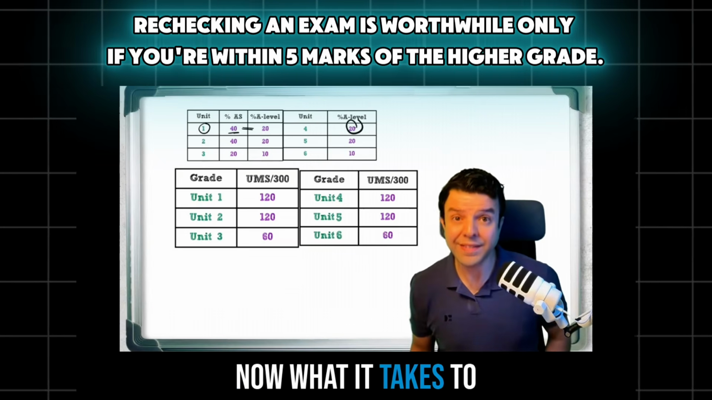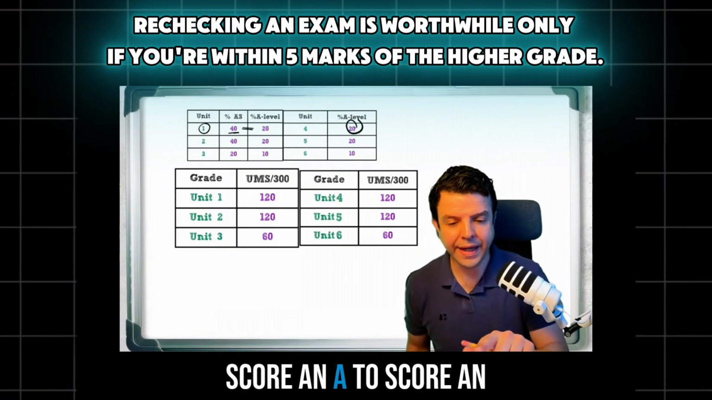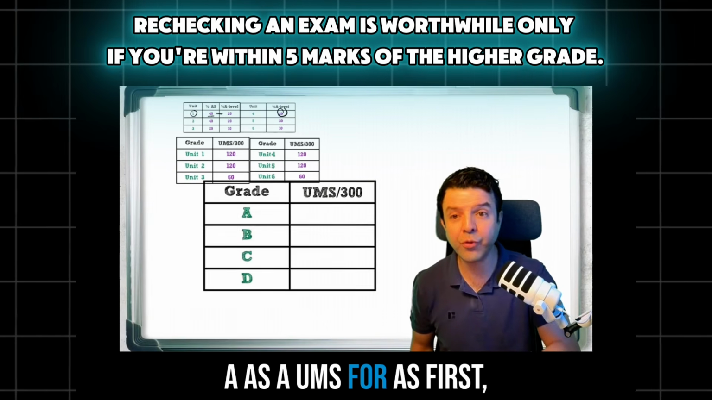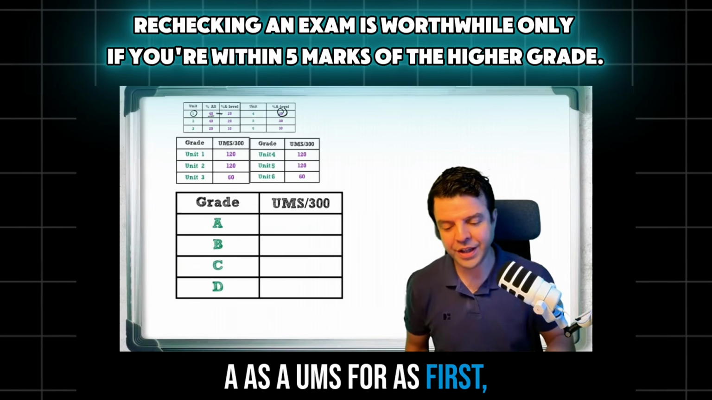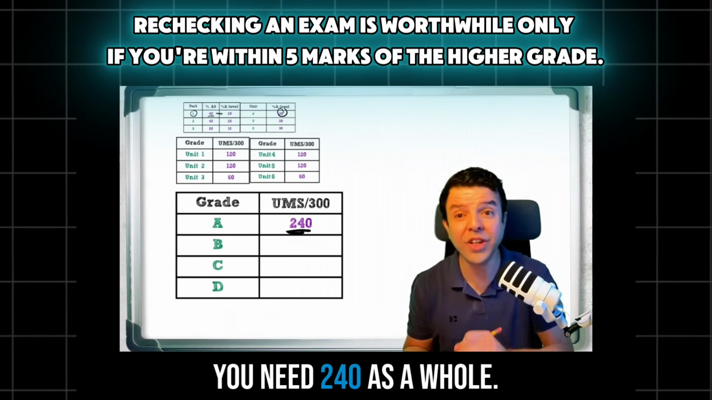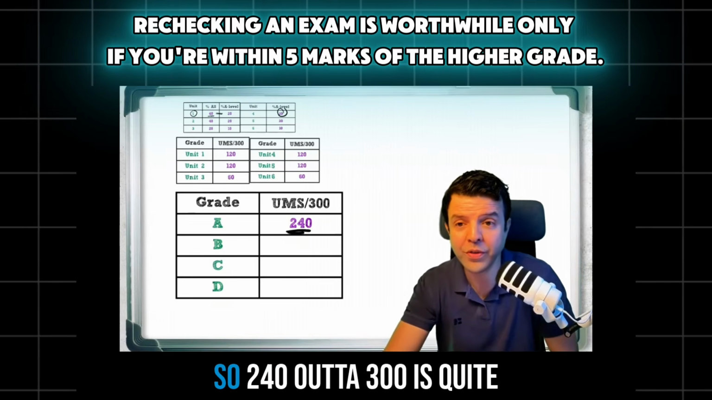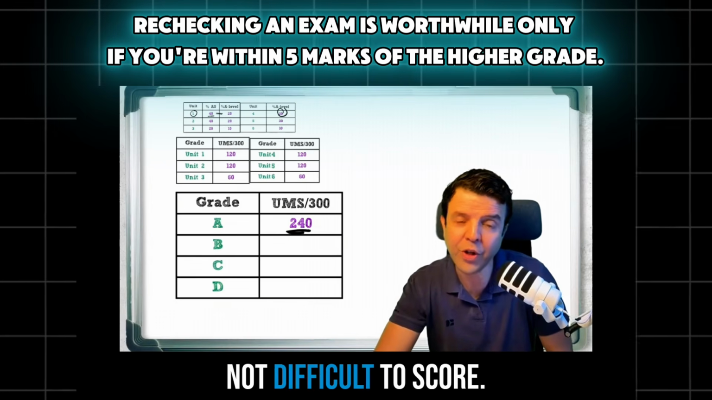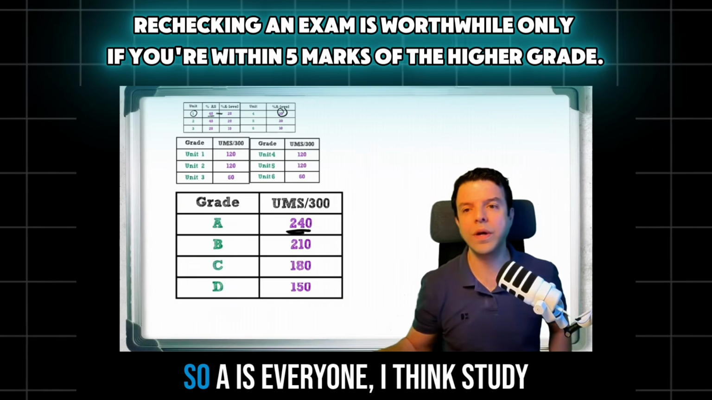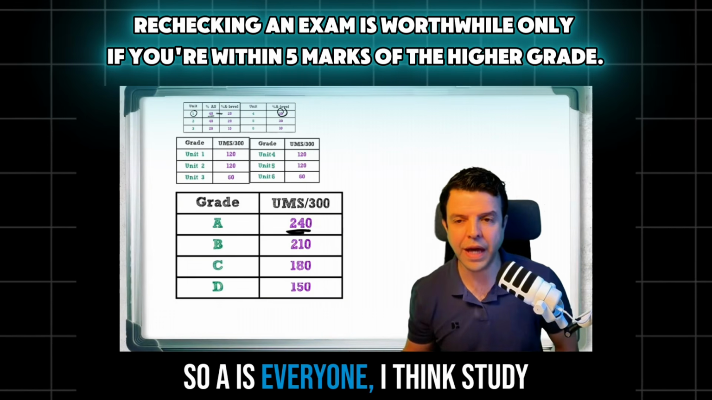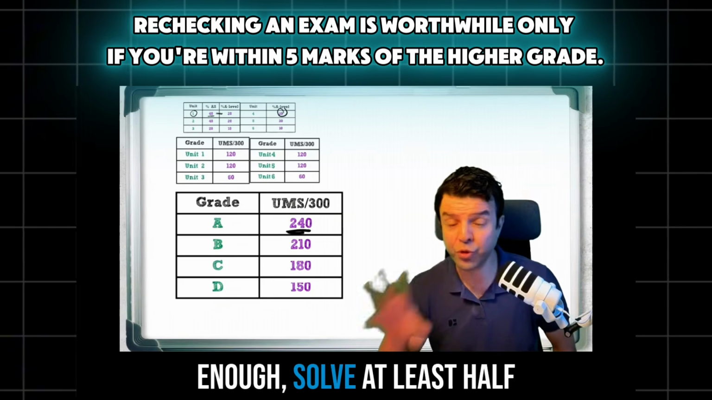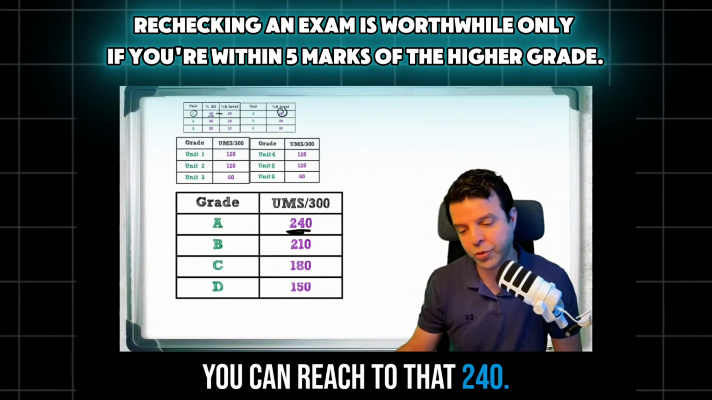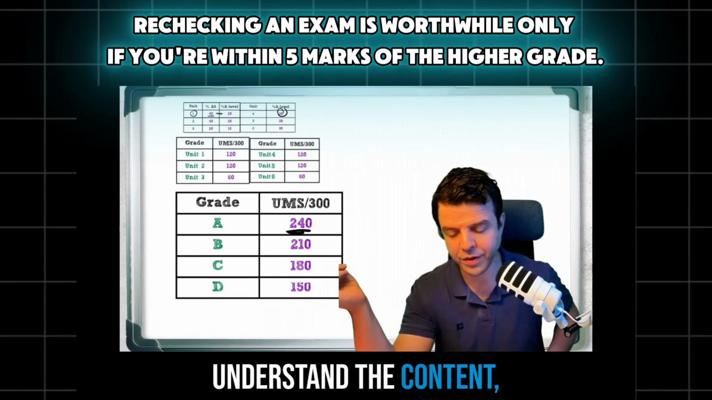Now, what it takes to score an A, as a UMS for AS first, you need 240 as a whole. So 240 out of 300 is not very difficult to score. For an A, I think everyone who studies enough and solves at least half the number of past papers can reach that 240. Obviously you need to understand the content.